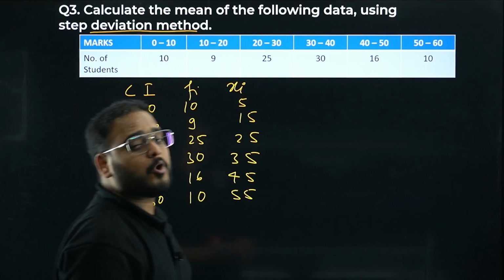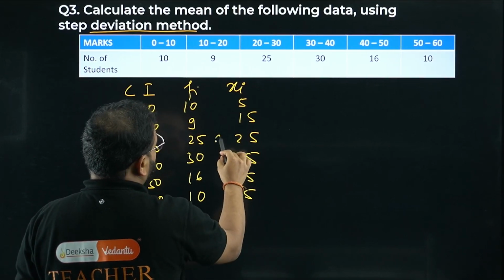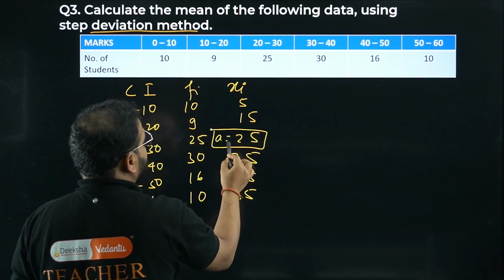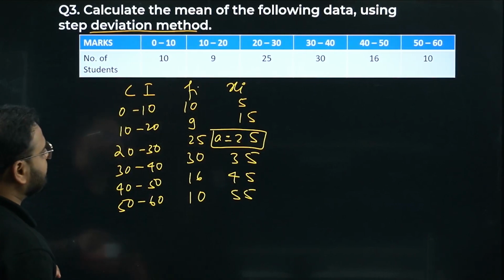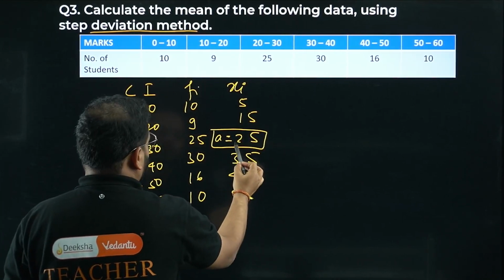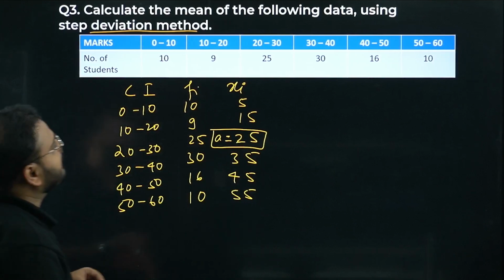What is the first step? To assume a mean. I can assume any one of them, so I'll assume this only. A is coming as 25. I'm taking A as 25. Please have a look. A as 25 for my assumed mean. No problem. Next is what, sir?